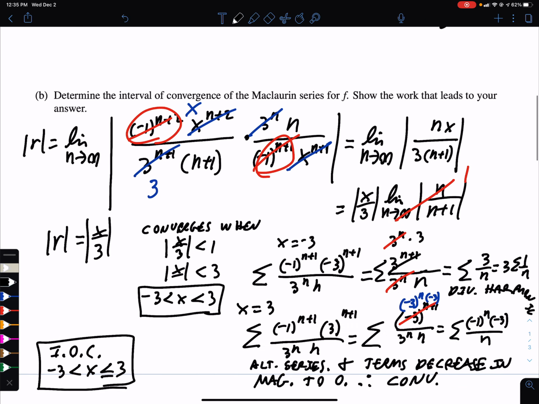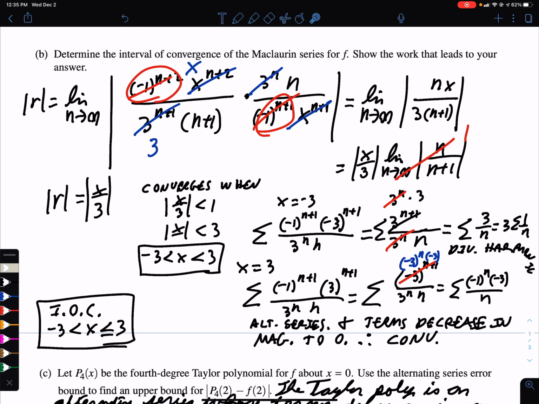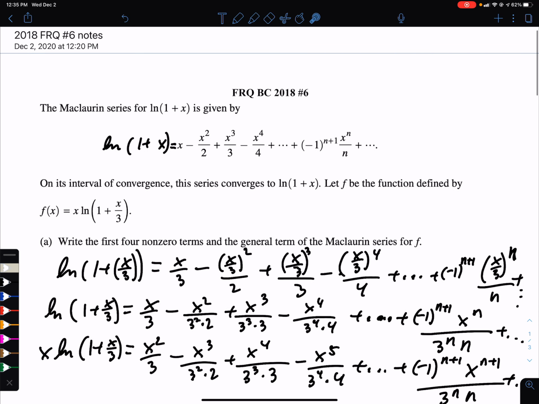Also, I want to make a little side note. Going back to part B, we did the ratio test. Now, you could actually have made this much shorter if you noted a couple things. So this ln comes from this series. And then you replace x with minus x, and then you get 1 over 1 plus x, and you have the series for that. Then you integrate it and you end up with ln.